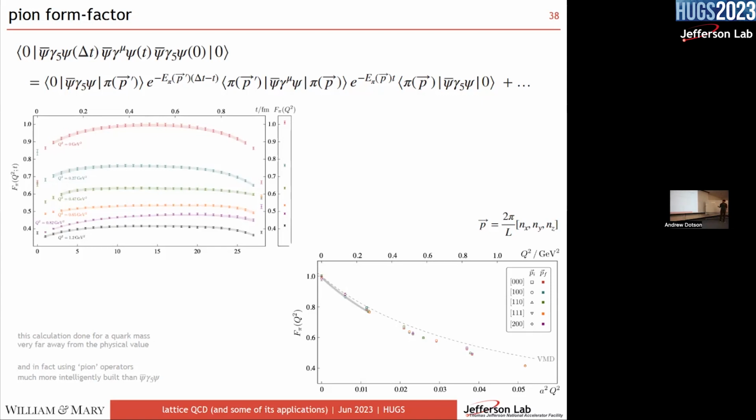So this is how you do structure calculations. And of course, you're not limited to just the vector current. You can do all kinds of fancy currents there. And people these days are looking at parton distribution functions and GPDs and TMDs by putting very, very fancy operators here. But the same technique essentially works in terms of computing three-point functions and pulling out the time dependence.